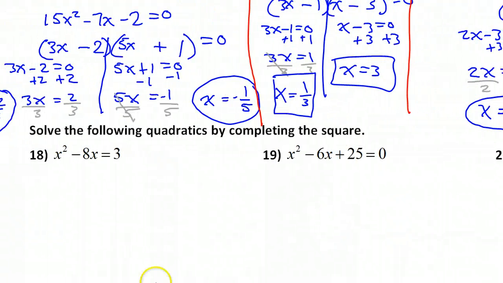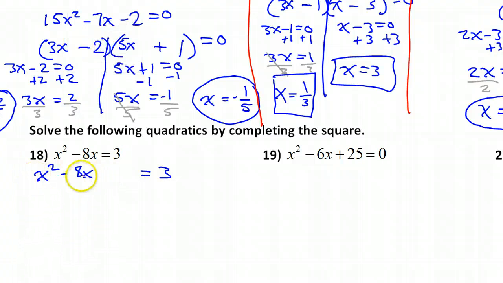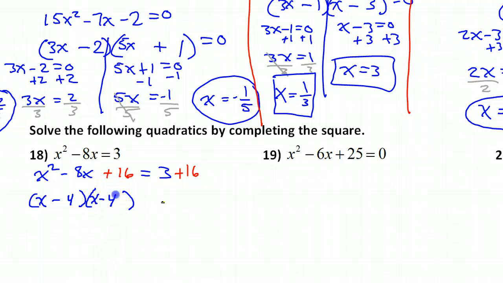Okay, looking at number 18. We're supposed to do these by completing the square. For this one, they were nice enough to already leave the 3 over there on the right. I'm just going to recopy it so that I'm leaving a space for myself. And since there's no number in front, I can immediately complete the square. Half the middle squared. Half of this is 4. 4 squared is 16, and I have to do it to both sides. So this is going to give me the same thing twice when I factor. X minus 4, x minus 4.